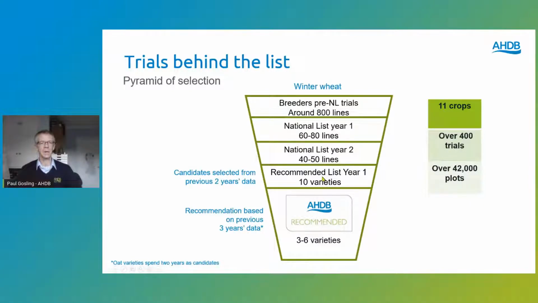And then at the end of the first year of recommended list trials, we've got 3 years of data, 2 years of national list, 1 year of recommended list trials, and the committees use that to select the varieties to go onto the recommended list. So we start in wheat with about 800 lines up here. We'll end up with perhaps 5 or 6, 7 varieties being added to the recommended list each year. So it's a big filtering process to get down to these last few varieties.